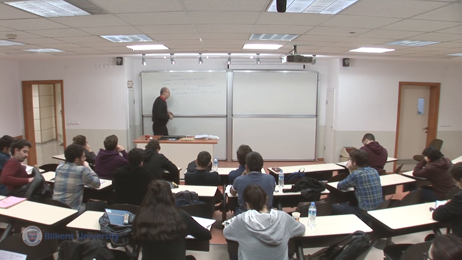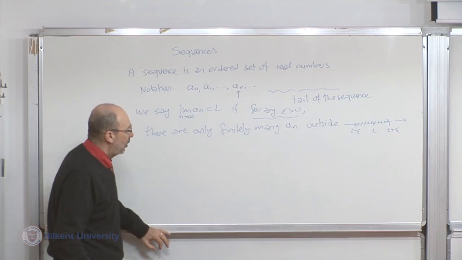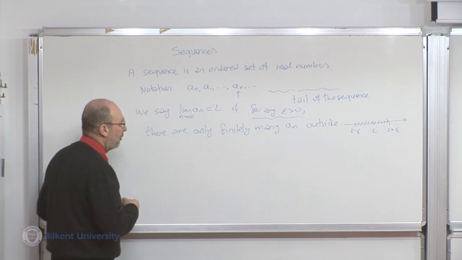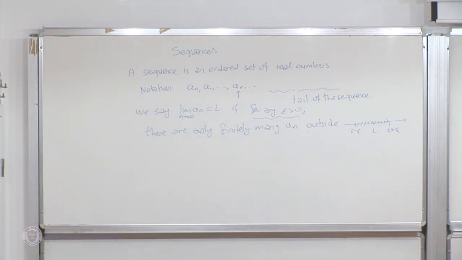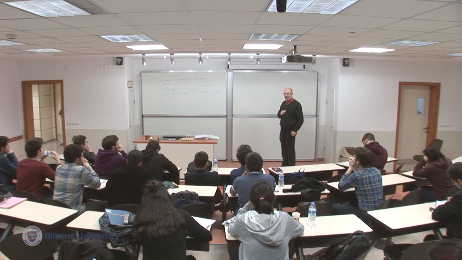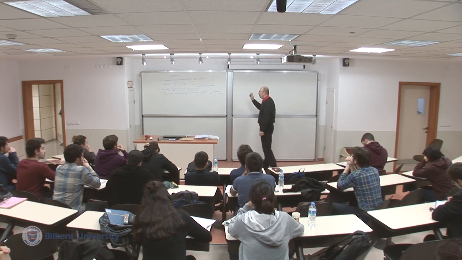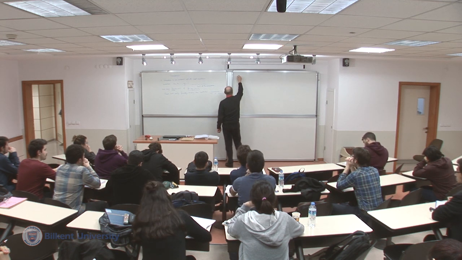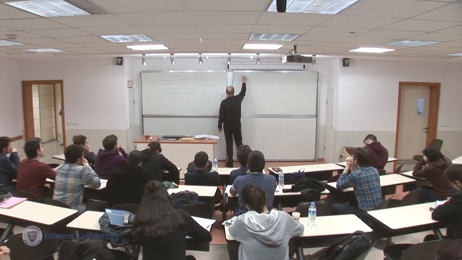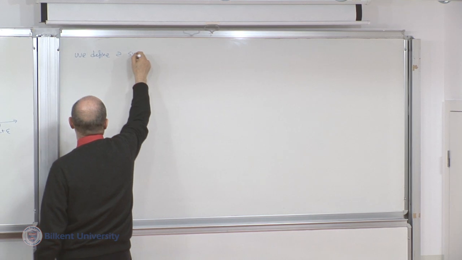There's another way to see this limit. So we define a subsequence. Of course, it is equally important to see that a limit exists as to see that a limit does not exist. So one way to see a limit does not exist is the following. We define a subsequence.